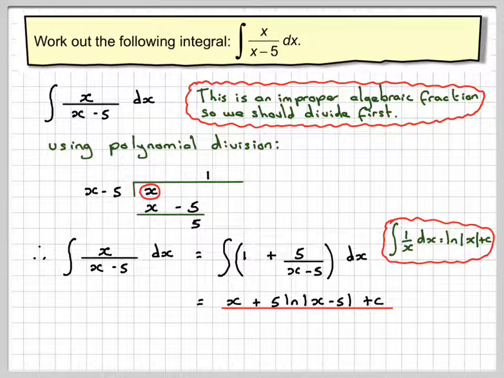So this has been a video to show you how to do the integral of an improper fraction. I hope you've understood, and I thank you very much for watching.